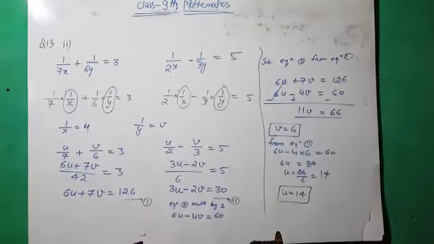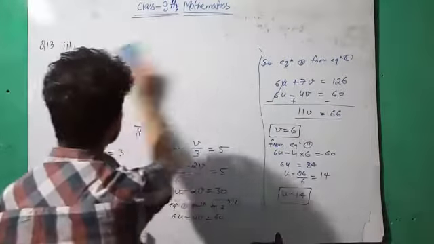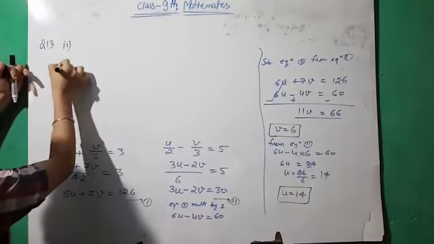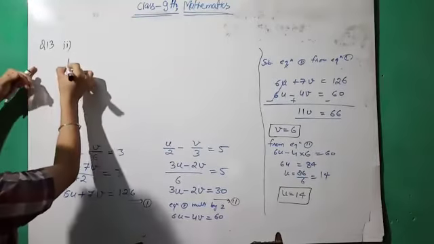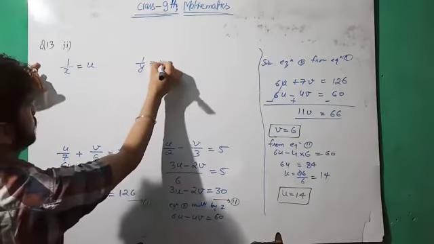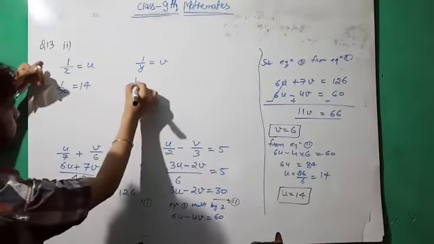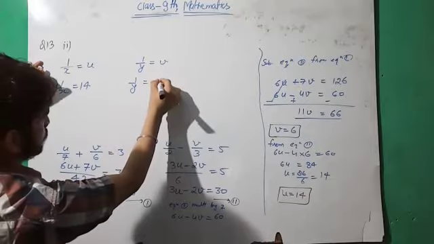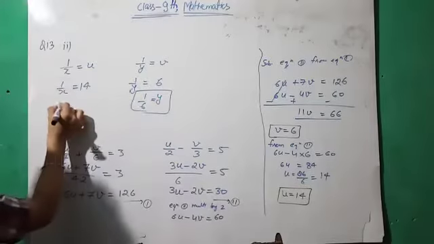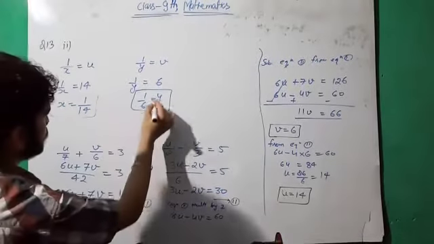This is not the solution, because we have to find the values of x and y. We took 1 by x equal to u and 1 by y equal to v. We have u and v. U is 14, so 1 by x equal to 14, and v is 6, so 1 by y equal to 6. So the value of y is 1 by 6 and the value of x is 1 by 14. Okay, so this is the final solution: x equal to 1 by 14 and y equal to 1 by 6.